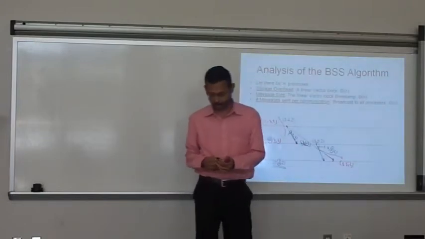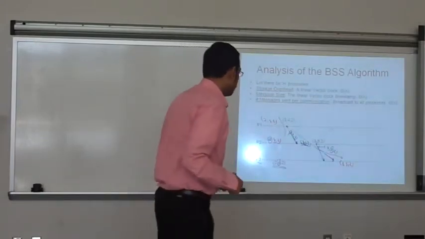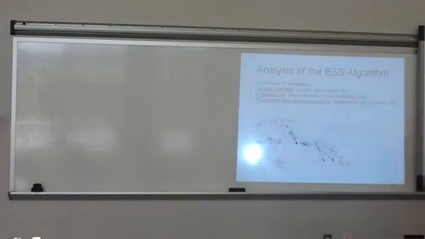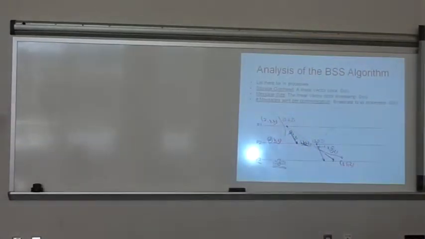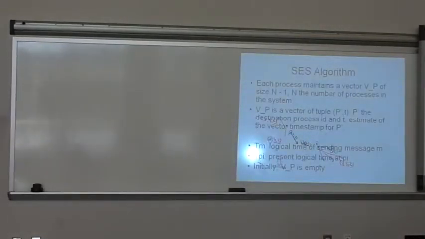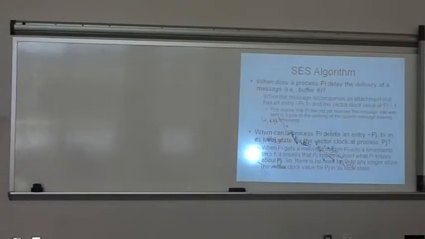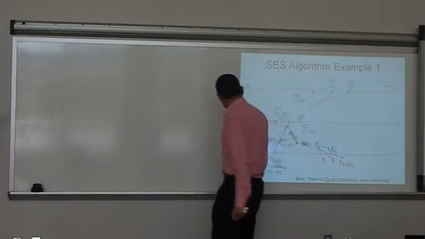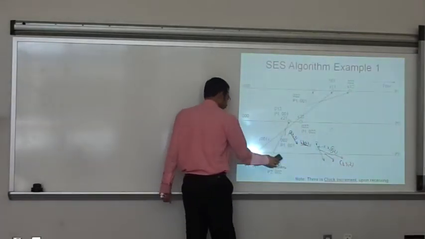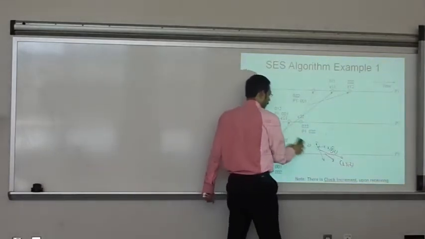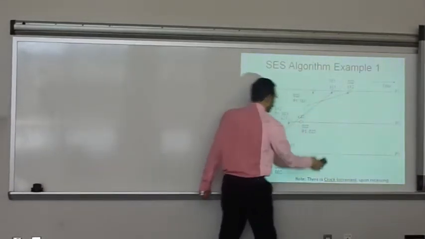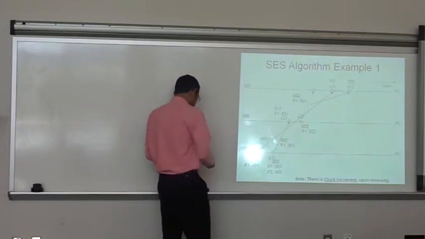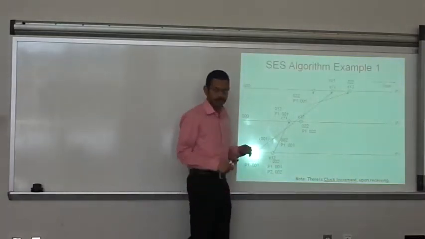So that's this algorithm. So the next one is also related to causal ordering, but we don't need to do broadcasting. And this is based on, if you want to send to a specific process, I just send to that process. Okay? So this is called SES after the name of the people who developed it. Okay, so let's go through the examples and understand how this works.